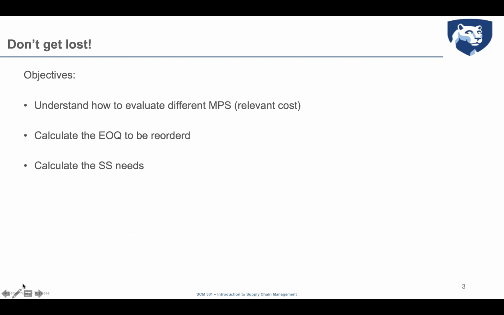These are the objectives. So at the end of this part, in class and through cases and through the sum up lecture, you have to be able to understand how to evaluate different master production schedules, calculate the economic order quantity and the reorder point, and calculate the safety stock needs for a particular material.